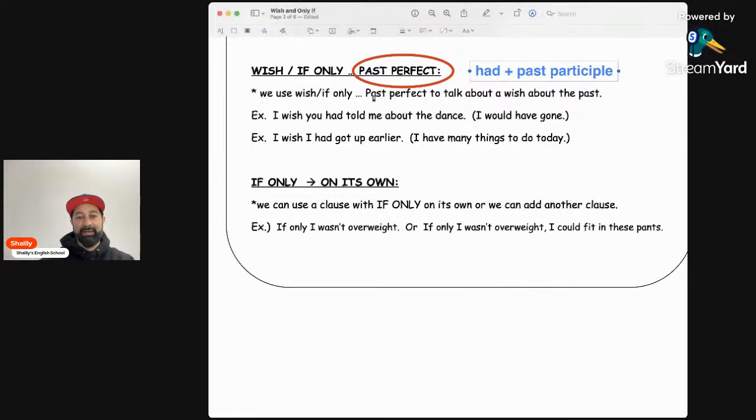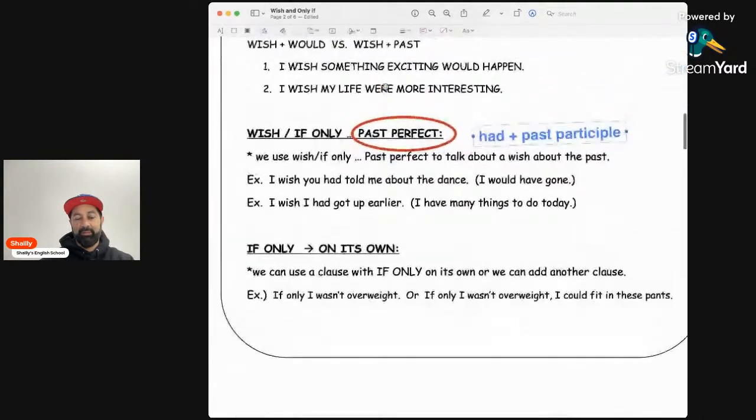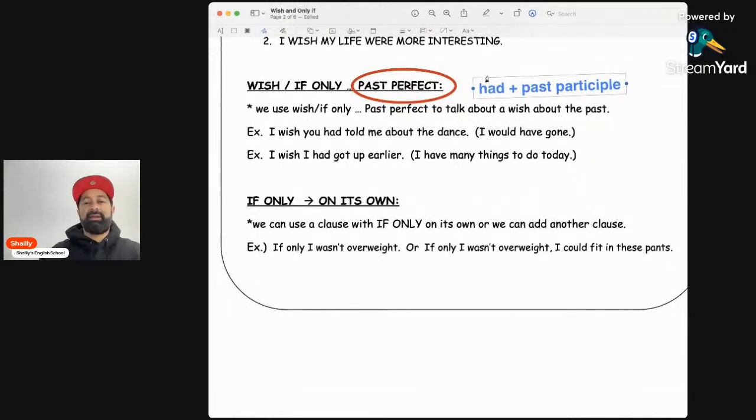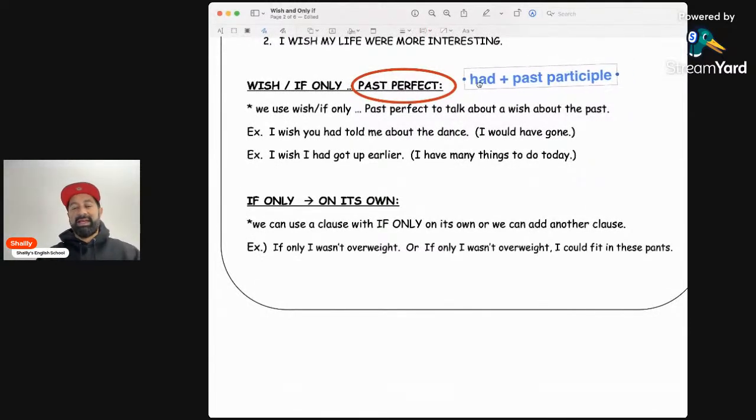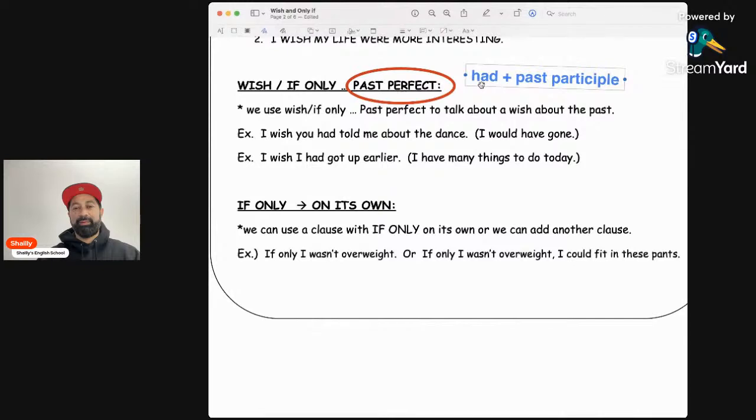Okay, let's get back into this. We're looking at past perfect. And to make past perfect, we're using had and past participle. So let's look at an example sentence. I wish you had told me about the dance. So this means you didn't tell me. But I wish that you had told me. If you told me, then I would have gone.